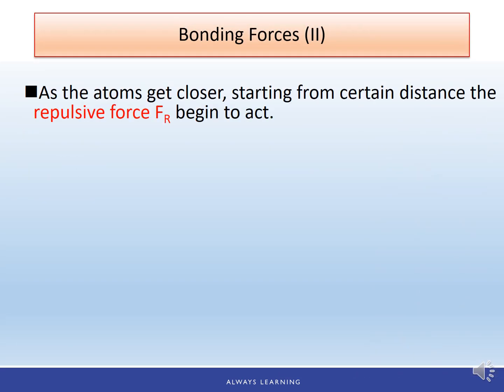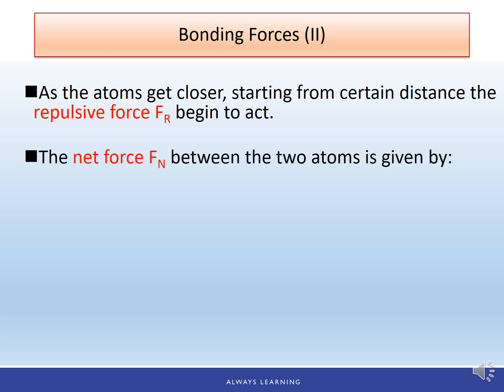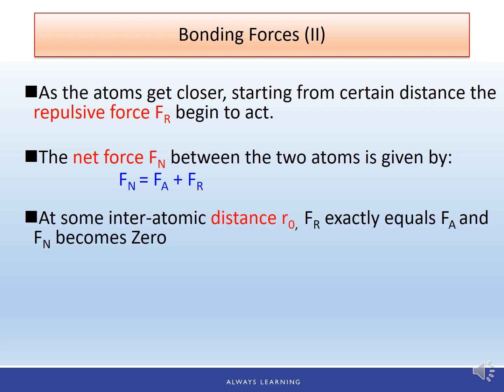As the atoms get closer, starting from a certain distance, the repulsive force Fr begins to act. The net force Fn between the two atoms is given by Fn equals Fa plus Fr. In this case, we use the sign convention: attractive force is positive and repulsive force is negative. So Fr, when you substitute it in this equation, should be a negative value.